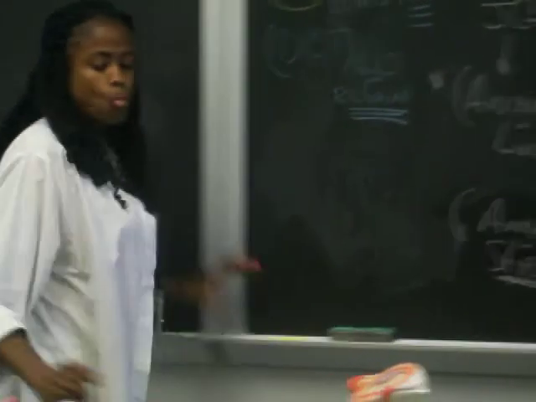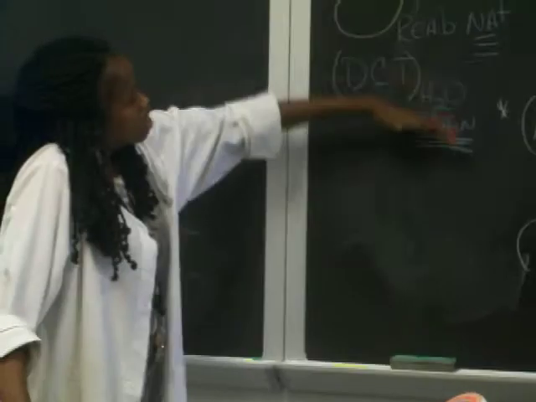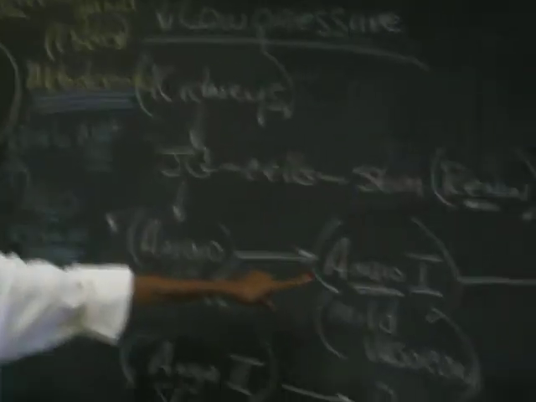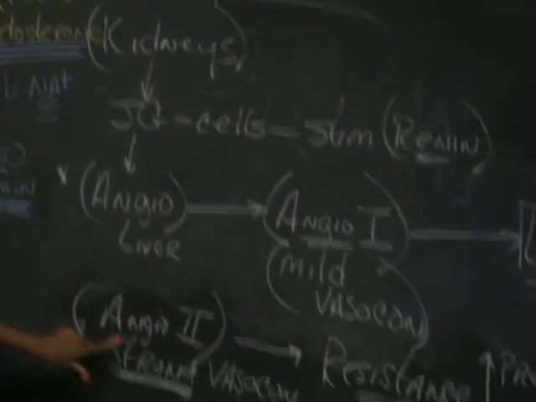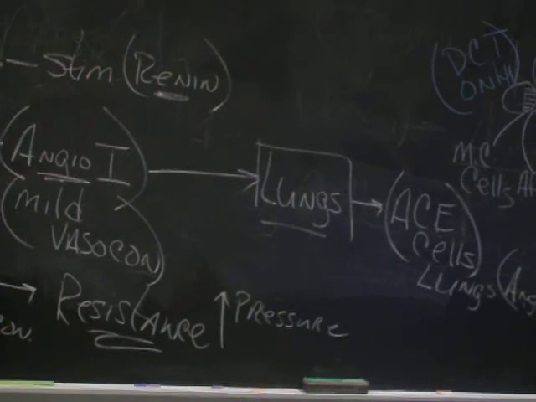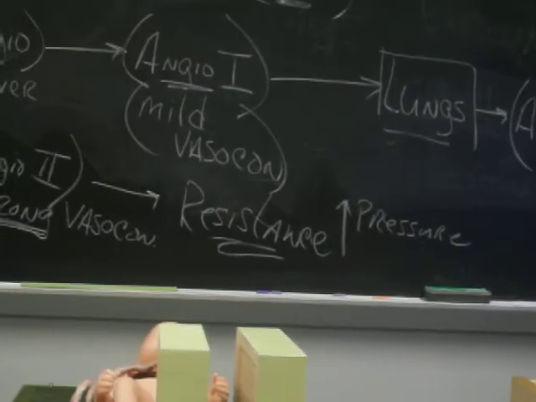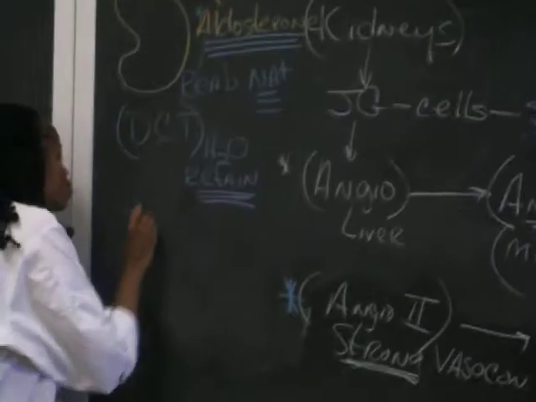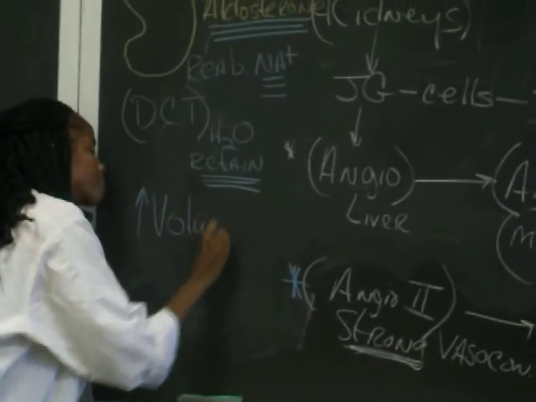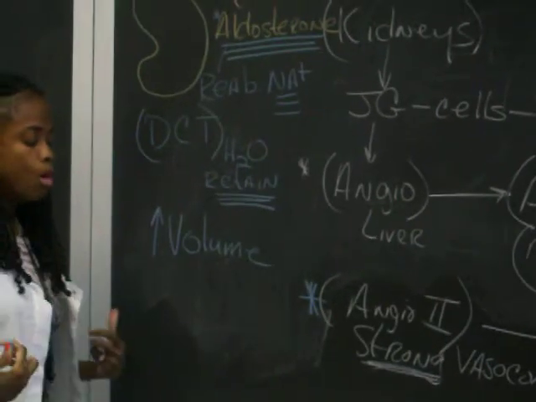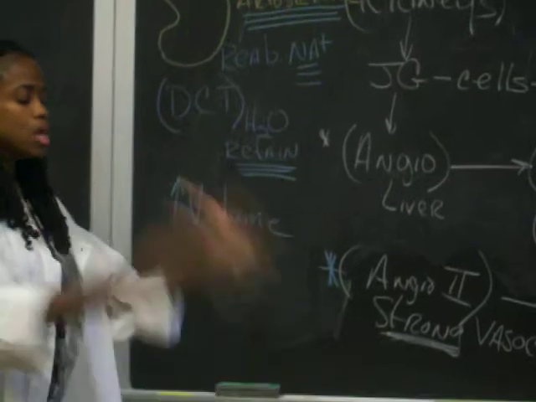I'm going to retain water because water follows salt. So my end result here, because angiotensin 1 and angiotensin 2 are circulating, it would trigger the cortex of my adrenal gland to release aldosterone. So now, this will cause me to what? Increase volume. I'm reabsorbing salt. I'm reabsorbing water back into my body. So I'm increasing volume.